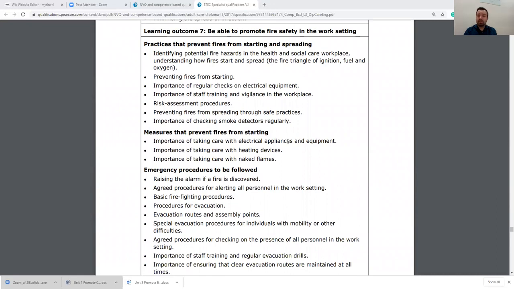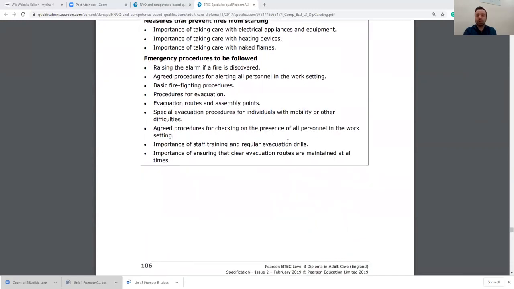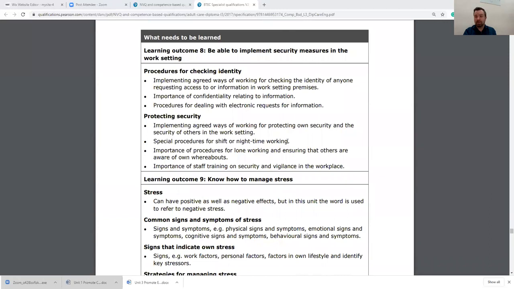In learning outcome 7, we talked about fire safety. So we talked about the fire triangle, and we talked about making sure that electrical equipment was checked properly, and we did floor walks, we ensured that areas weren't built up with rubbish, and we knew how to raise the fire alarm and how to leave the building.